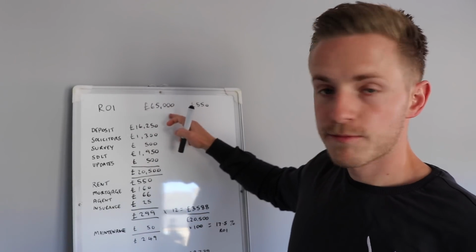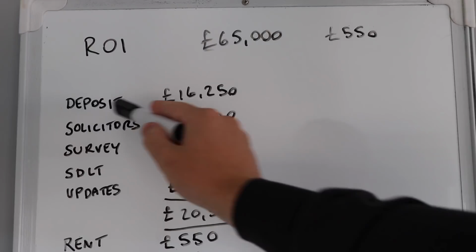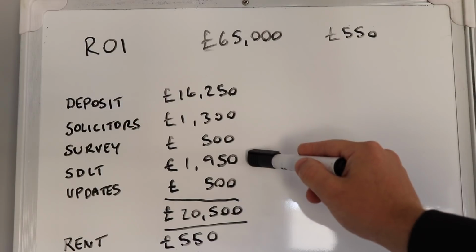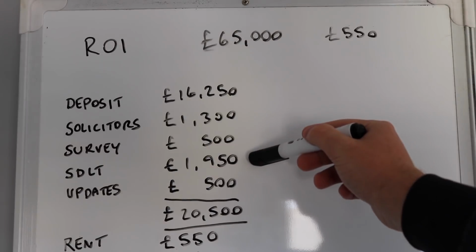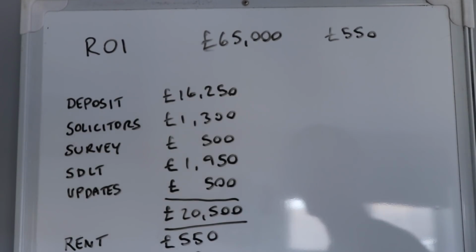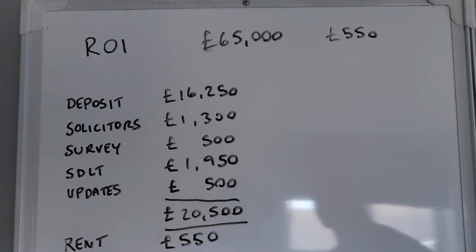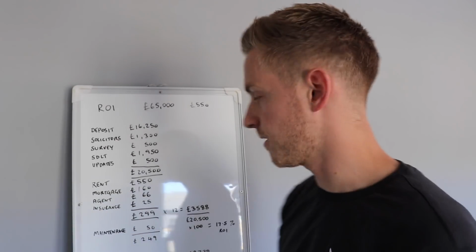Now from here, if you've bought this property at 65 grand and it's a great rental property, ready to go, doesn't need much work, then you're going to put down a deposit most likely of 25%, which would be £16,250. And then following that, I've just put down some different calculations to help us with this example for solicitors, survey, stamp duty, land tax, because you still have to pay the 3% surcharge, and then any updates just to make the property compliant. So if you use this example, we've got a total of £20,500 as the total cost or investment initially to get the property purchased and set up.